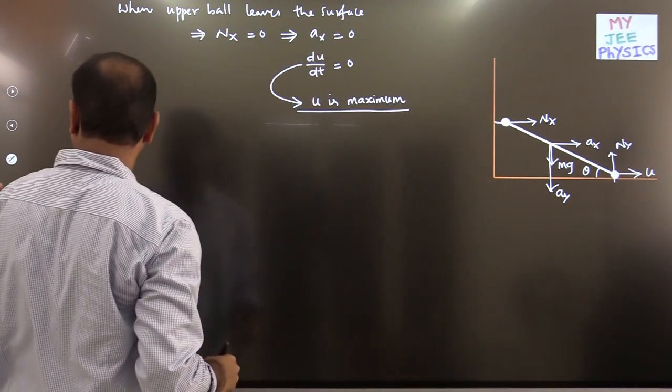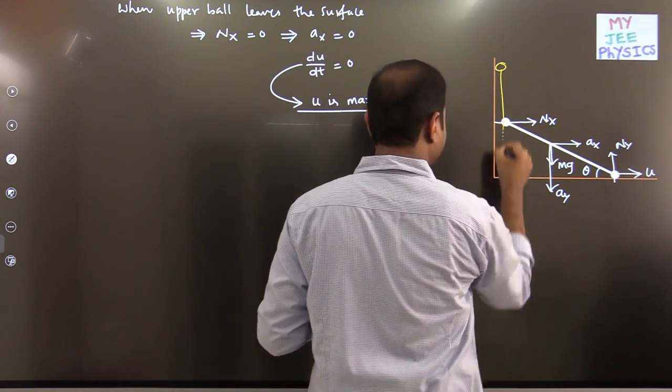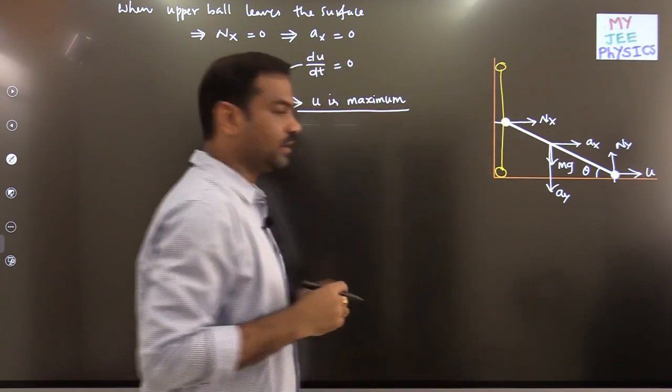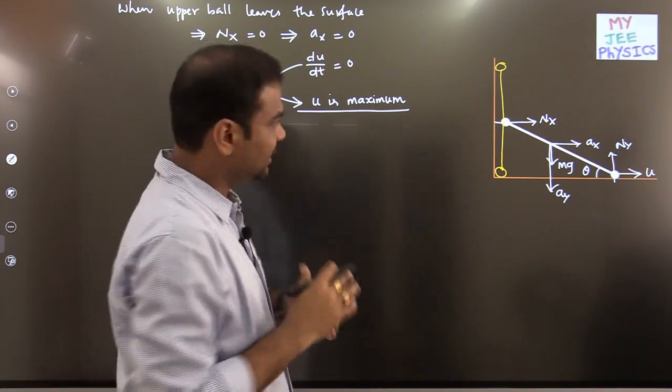Clear? And initially the rod was something like this, straight. This is the initial position of the rod. So you can take it from the question. Okay, so it's given in the question, you can take it in that way.